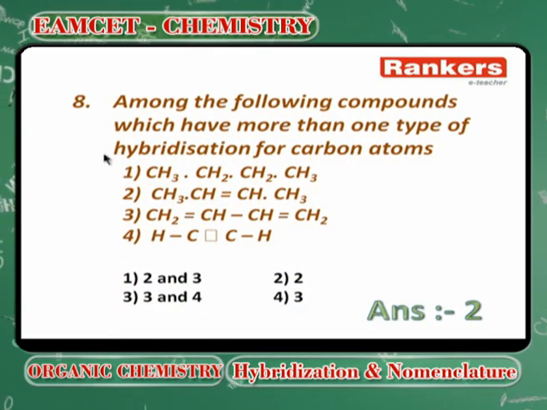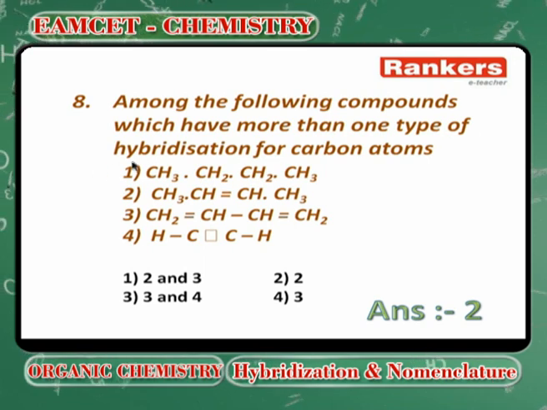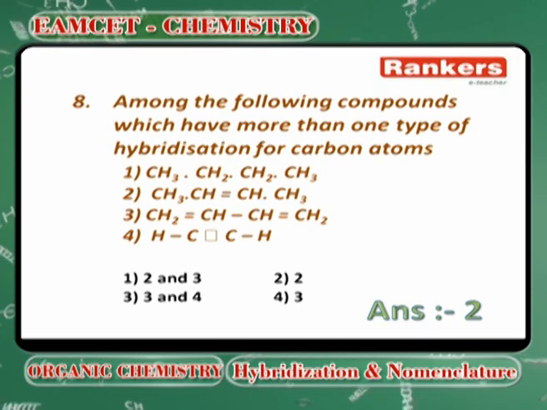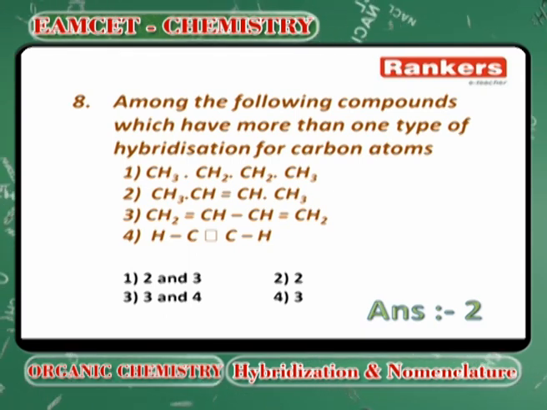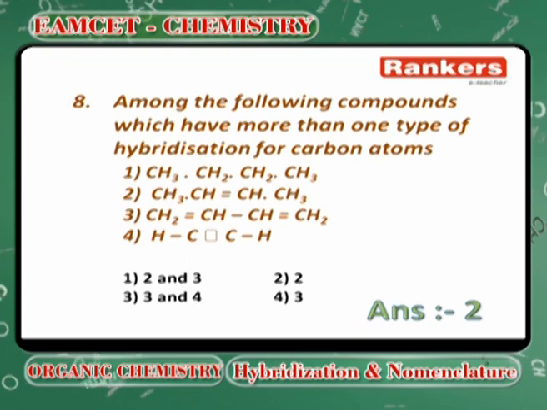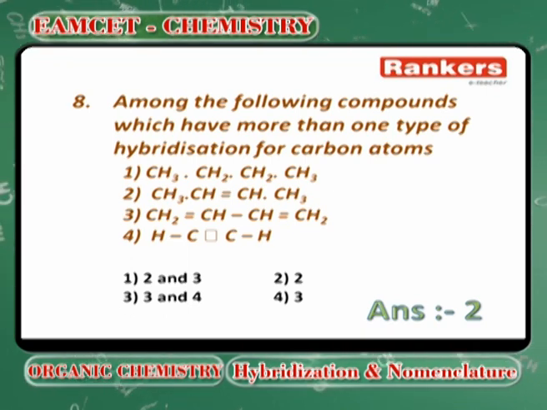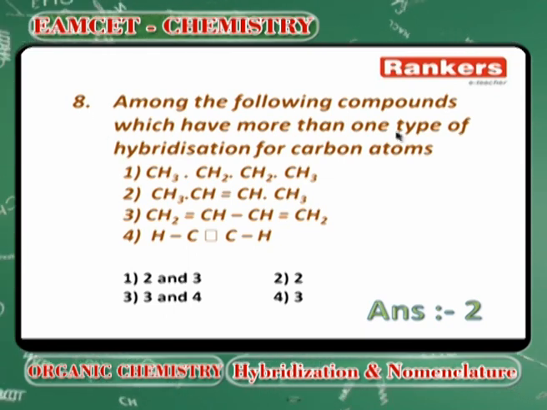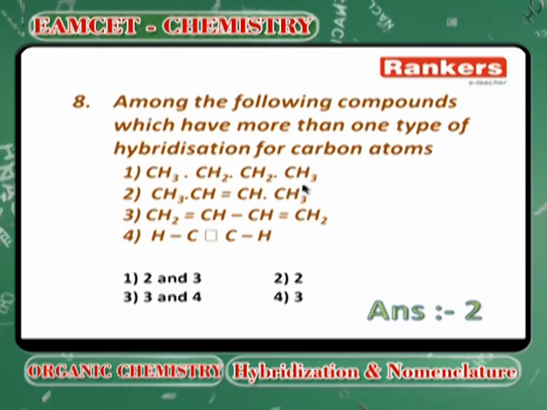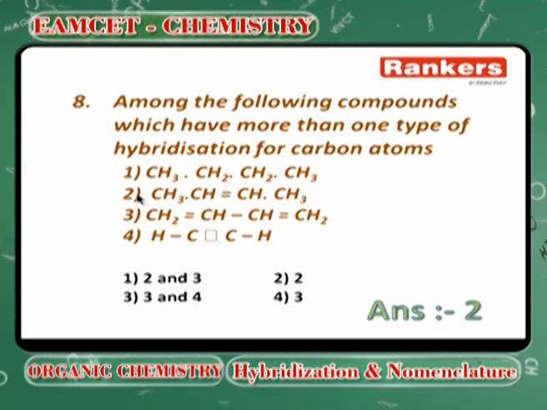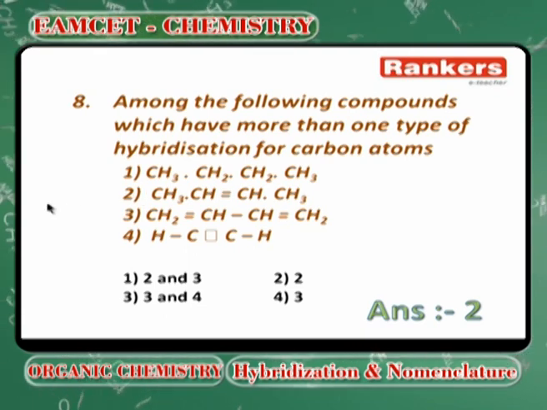Among the following compounds, which have more than one type of hybridization for carbon atoms? This is the first bit, you see all are sp3 hybridization. In the second bit we have sp3 as well as sp2. In the third bit all are sp2 hybridization. In the fourth bit there is a triple bond, so all are again sp hybridization. So he asks which have more than one type, meaning here we have to go only for option 2, which contains terminal carbon sp3 and the middle carbon sp2 hybrid. So, the answer goes to 2 therefore. Next.